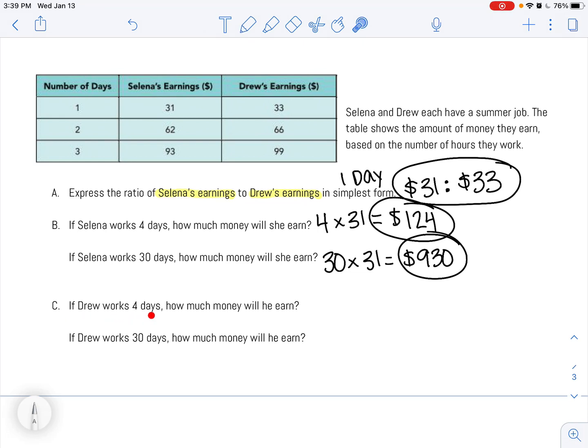Part C, if Drew works 4 days, how much money will he earn? So similar idea, now we're looking at Drew's amount. If we look at the table for Drew, in 1 day he earns 33. So we're going to take his number of days, which is 4, times the earnings that he makes, which is 33, to figure out his total for 4 days. And that comes out to be $132 if we multiplied it by hand or using a calculator.